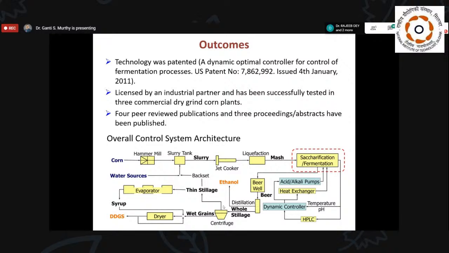You will see that the number of publications in this case is not too many, but the actual implementation of this resulted in real products. So this was essentially the control system architecture. The blue parts that you see, the acid and alkali pumps and the dynamic controller, those were the only changes we made in the plant. Of course, we made some wiring changes, but essentially that was it.